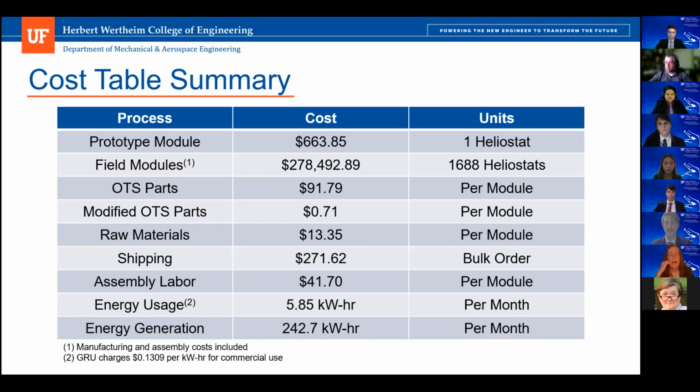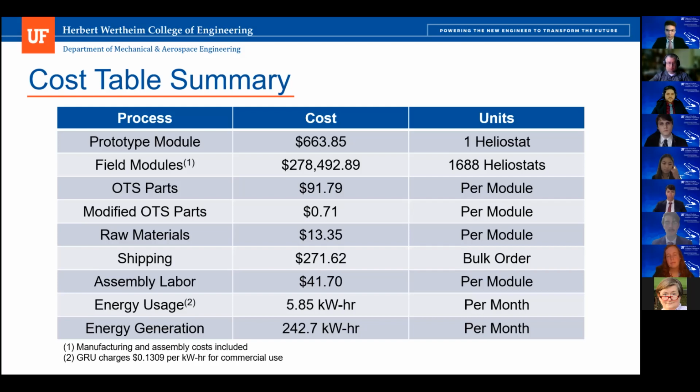After bulk pricing from ordering all the necessary parts to supply an entire field, our total cost per module was driven down to $164.80, as previously mentioned. So while the shipping cost for a bulk order is a little bit over $270, it does get divided out by the 1,688 modules, which then results in only 16 cents of shipping per module. So after a bulk order, we were able to drive the cost of materials for one module down by 84%.